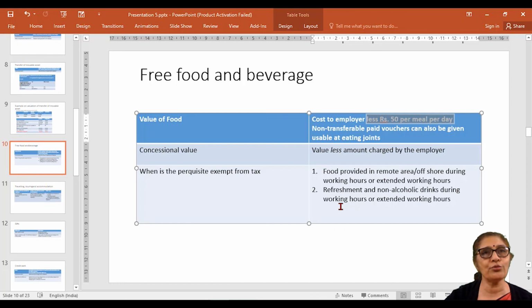Refreshment is different from food, we talk of snacks. So refreshment and non-alcoholic beverages during working hours or extended working hours in office, and food during working hours or extended working hours outside the office, that would be exempt from tax.